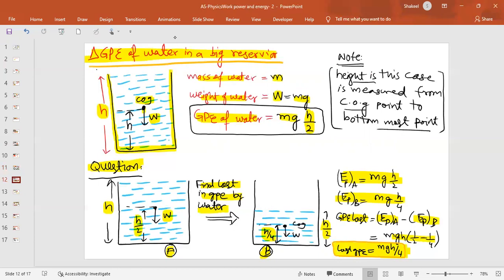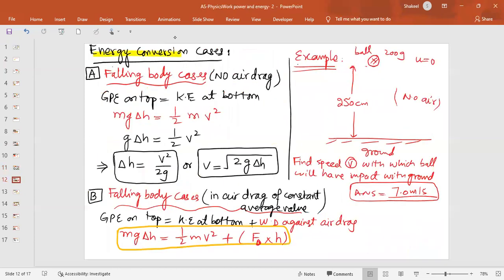Let's move to the next, which is energy conversion cases. We have to look at some cases. This is very important from an exam perspective. There are like 4 to 5 cases. Case A is the falling body case, no air drag. This is like an IGCSE O-level case.